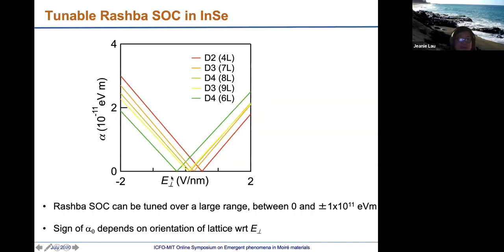Here the sign of this alpha, some are negative and some are positive. This just depends on the orientation of the lattice with respect to the electric field. This is a bit random because of how we exfoliate the flake and drop it on the chip, so the sign of this alpha can be positive or negative. But the important thing is that we can have very large range control of the electric field, between 0 and some large number.